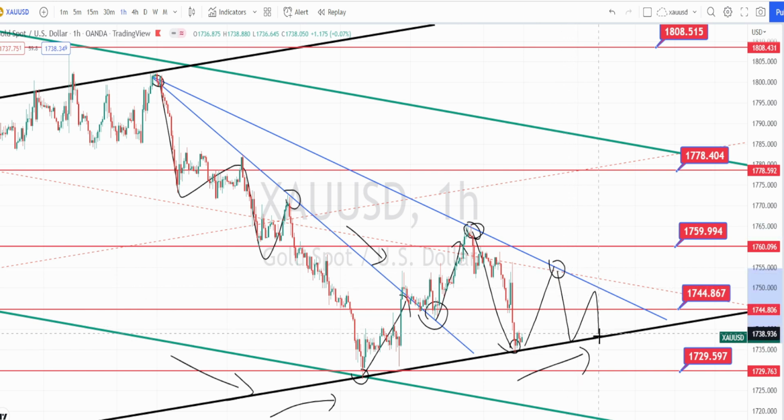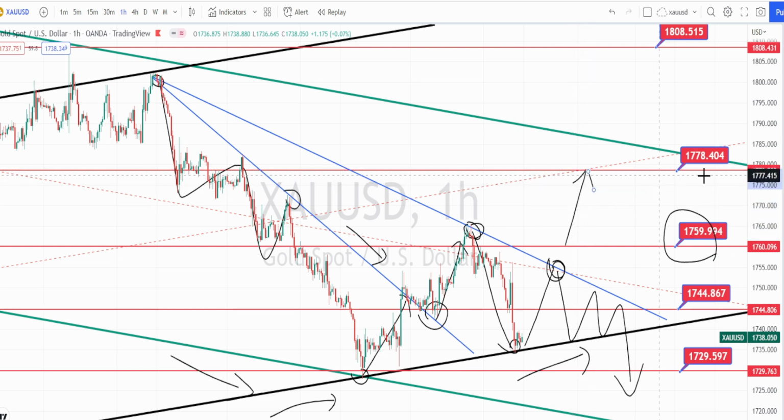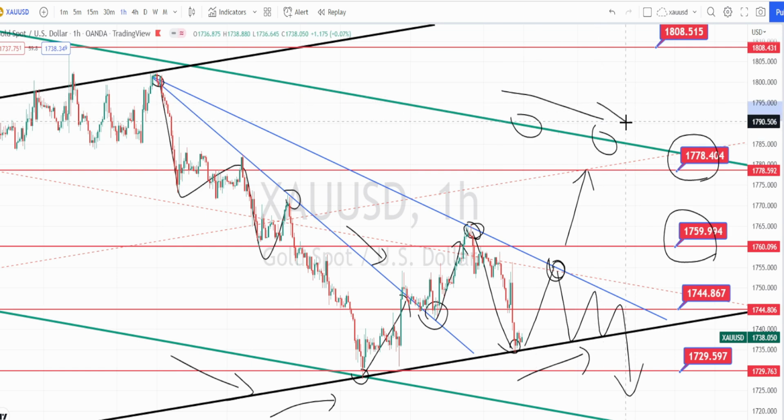We can expect the consolidation to continue and to finally break on the bearish side. And if the price action breaks this resistance line, the next level of resistance is going to be around 1759 or 1760. Only when the price action breaks this resistance line can we expect the further continuation of the bullish side retracement, and the next level of resistance is going to be around 1778 or the resistance line from the bearish channel pattern from the daily time frame.